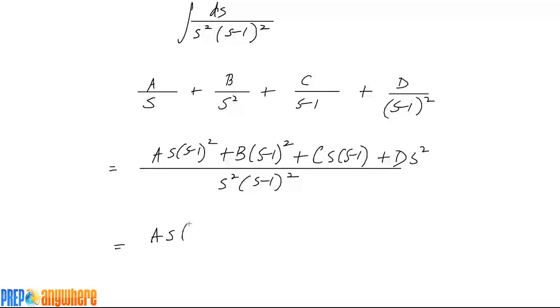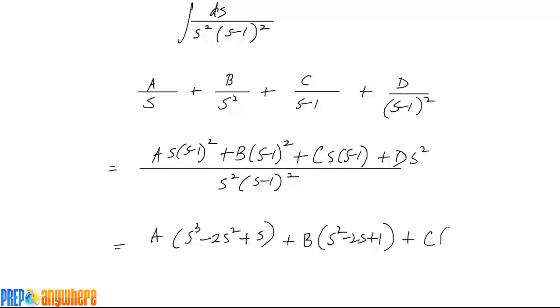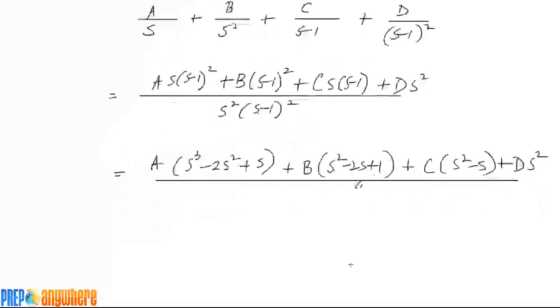s times by, you get s squared minus 2s plus 1. Okay, so let me actually just multiply this in, and you get, okay, s cubed minus 2s squared plus s. That's what we get. Okay, with B, s squared minus 2s plus 1. C, s squared minus s, and D s squared. All of it with the same thing.